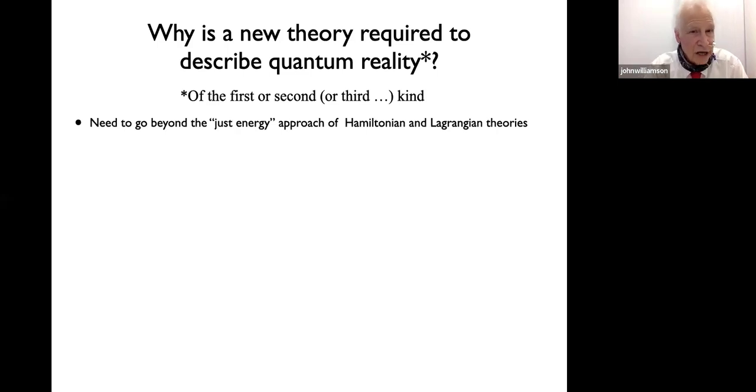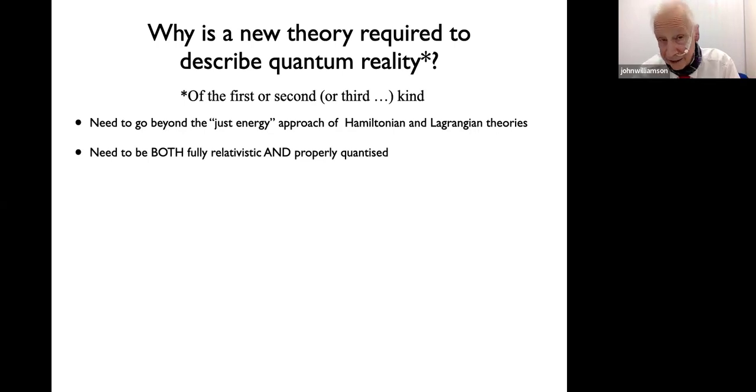We need a new theory because we need to go beyond the just-energy approach of the Hamiltonian and Lagrangian field theories. These are great. They've been wonderful for at least 100 years, but they're really just not making any progress at the moment. We need to get beyond them. We need any such theory to be both fully relativistic and properly quantized. And that doesn't happen for solutions in quantum mechanics at the moment. In the theory that we actually use for engineering, ordinary quantum mechanics, things are certainly not relativistic. And when we do go to relativistic quantum mechanics, it turns out that we can do very little. We have trouble solving the hydrogen atom. Multiple atoms are kind of beyond us.